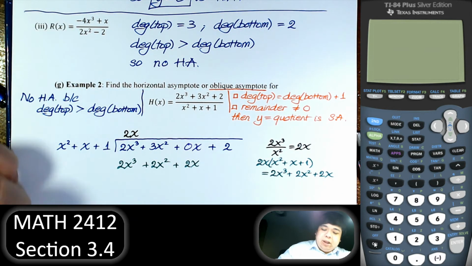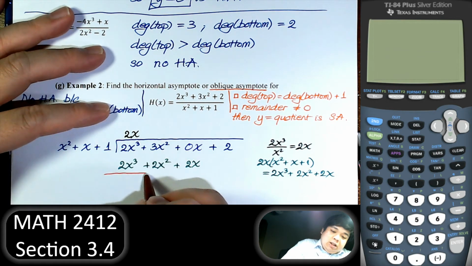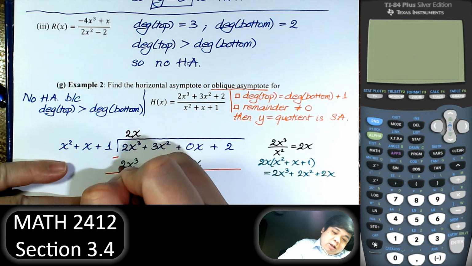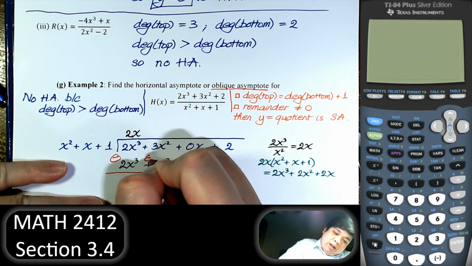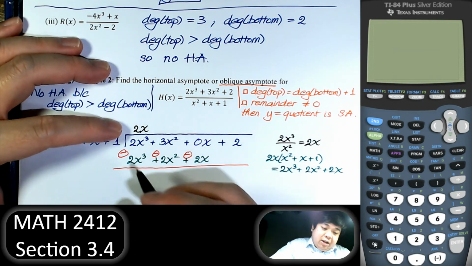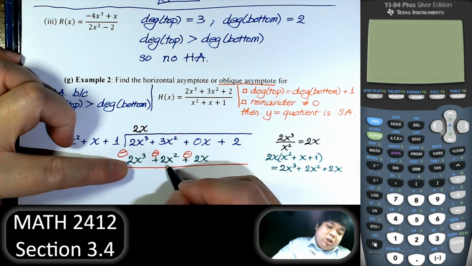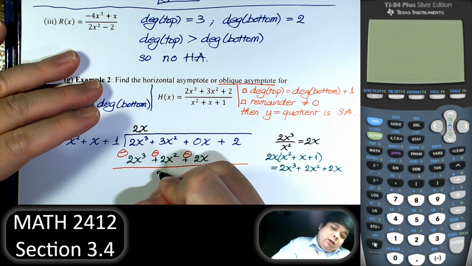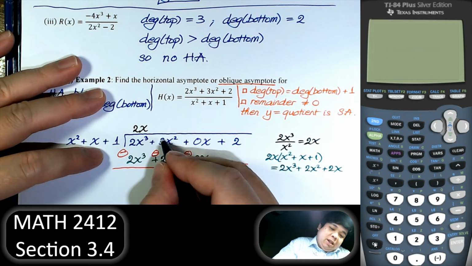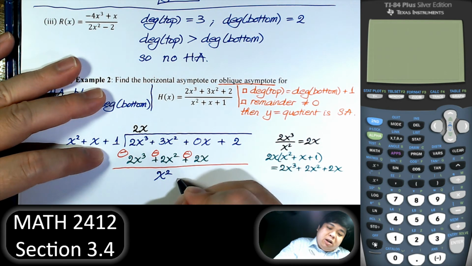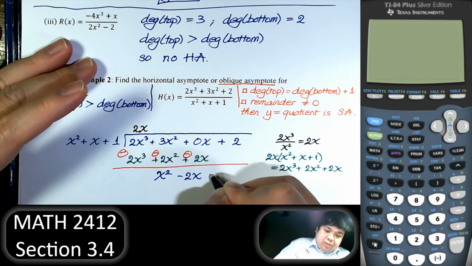Now we will subtract these two. To subtract, we change the sign: positive to negative, positive to negative, positive to negative, and then simply add them. 2x cubed cancels out, 3x squared minus 2x squared is just x squared, and 0 minus 2x is minus 2x, plus 2.